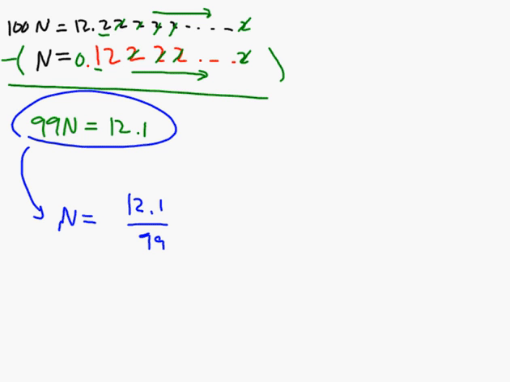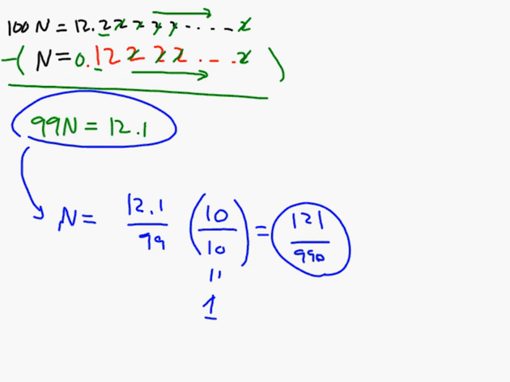Traditionally, fractions are written with just integers on the top and the bottom. So I can get rid of that 0.1 quickly by multiplying by 10 on the top. I have to do that on the bottom as well. So in effect, I've multiplied by 1. I get 121 over 990. And that fraction, when you divide that in your calculator, you get 0.1222222 forever.